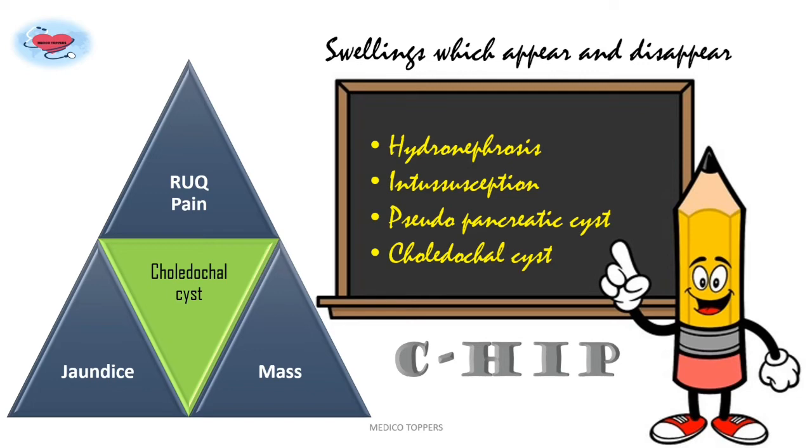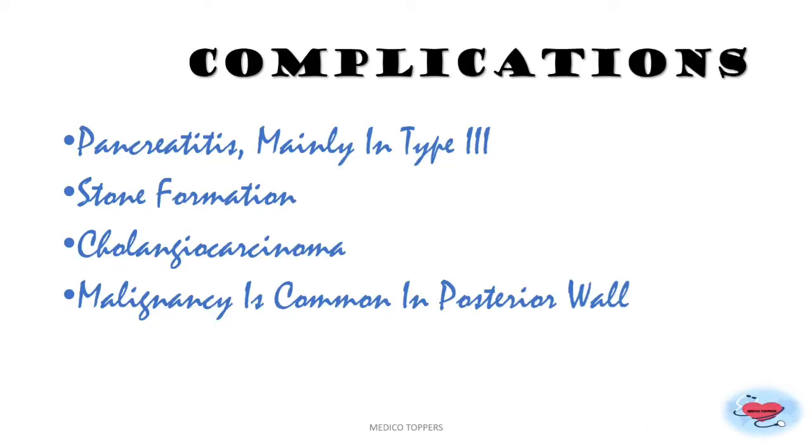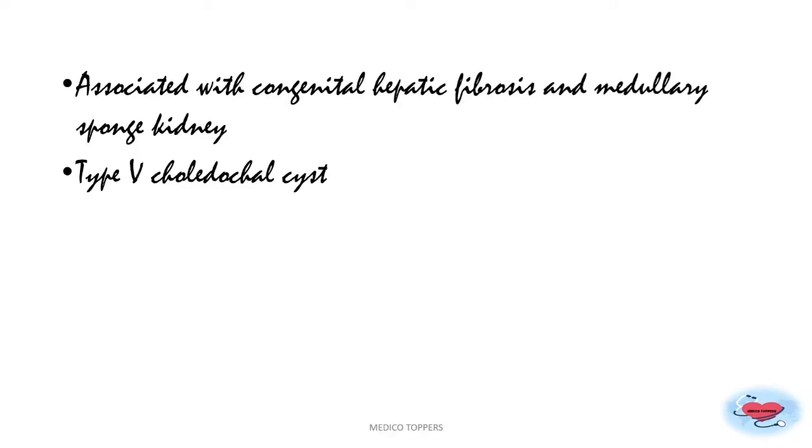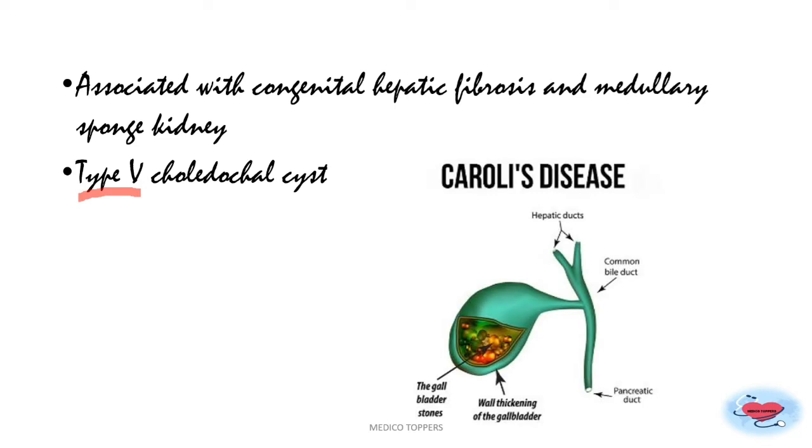If we think about the complications, pancreatitis is the most common complication and it occurs mainly in type 3. Suppurative cholangitis, gallstone or CBD stone formation, and biliary cirrhosis can occur. Cholangiocarcinoma can occur in nearly 30% of cases, and if malignancy occurs, it is more common in the posterior wall. Next comes Caroli's disease. As we have already seen, this is type 5 choledochal cyst, intrahepatic, and it is associated with congenital hepatic fibrosis and medullary sponge kidney.